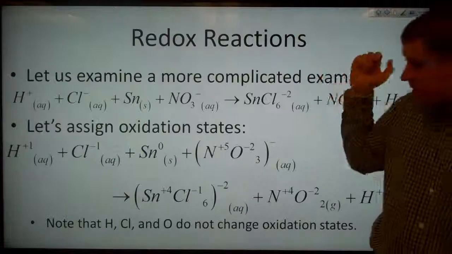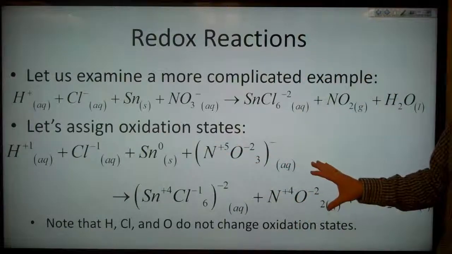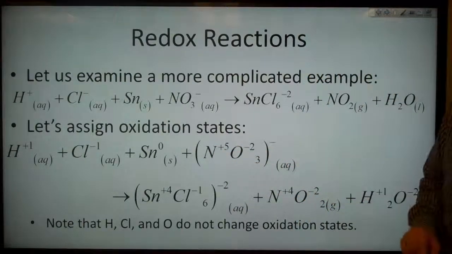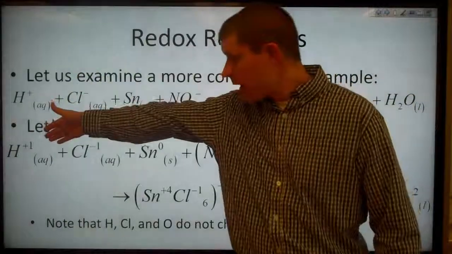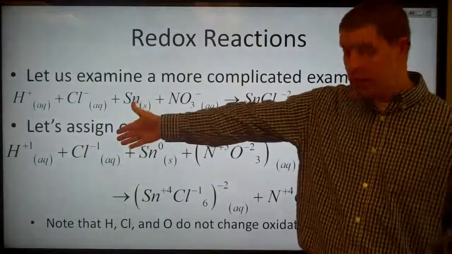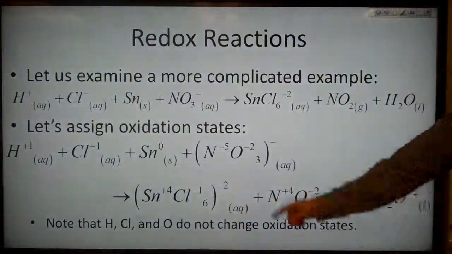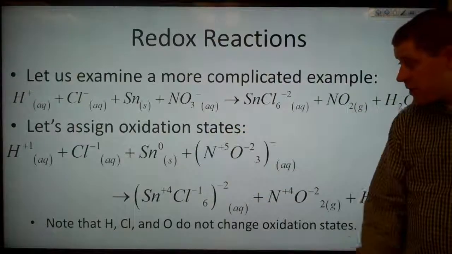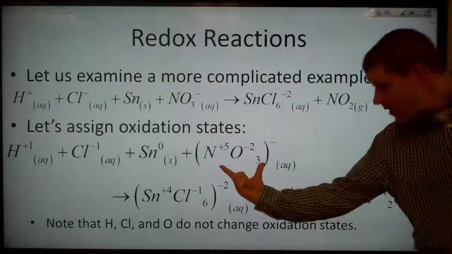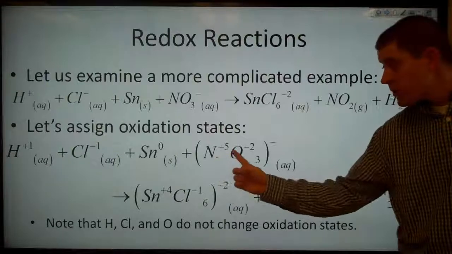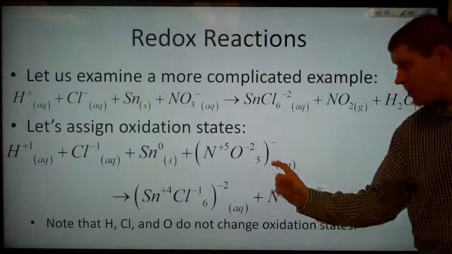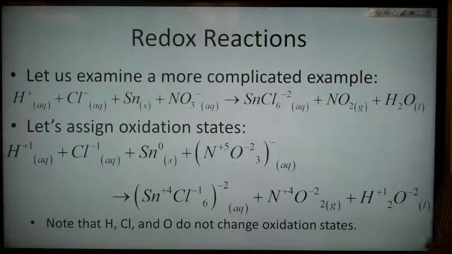So let's assign our oxidation states. Here I've split the reaction into 2 lines to make it a little bit easier to see. Hydrogen has an oxidation state of +1, chloride has an oxidation state of -1, and the tin starts out with an oxidation state of 0. In the nitrate, the nitrogen has an oxidation state of +5, and the oxygen has an oxidation state of -2.